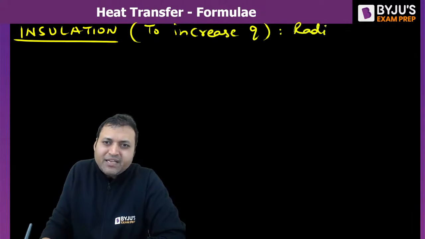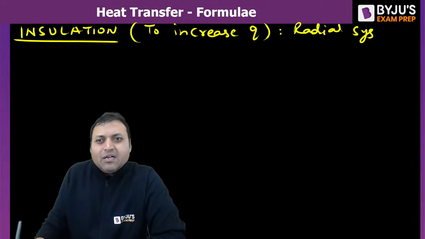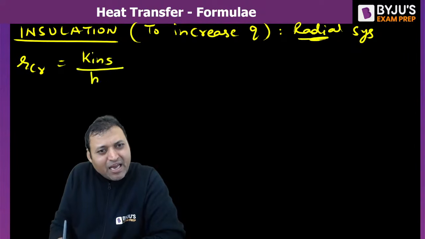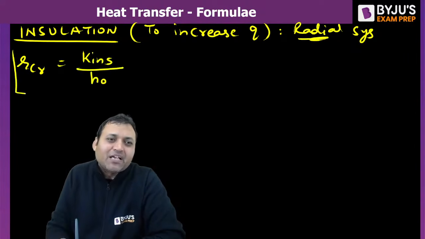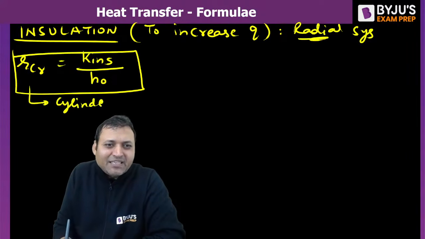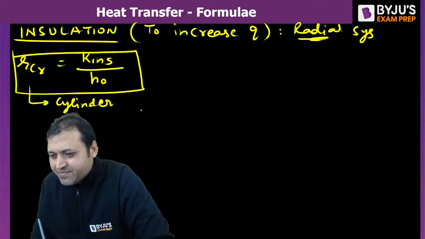That is used in radial system. Now you should always remember, critical radius of insulation is thermal conductivity of insulating material upon outer convective heat transfer coefficient. That is for cylinder. If the system is in the form of a cylinder, k by h.